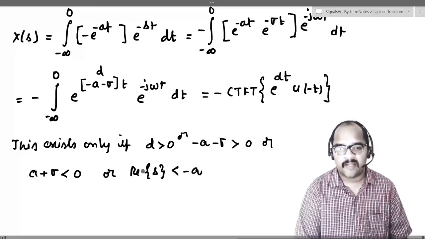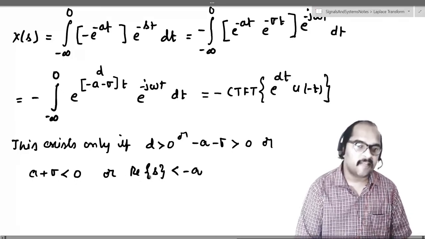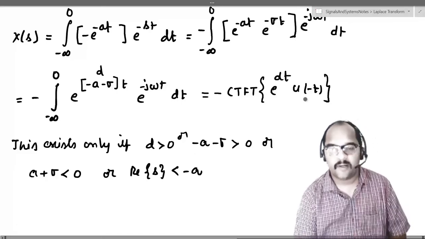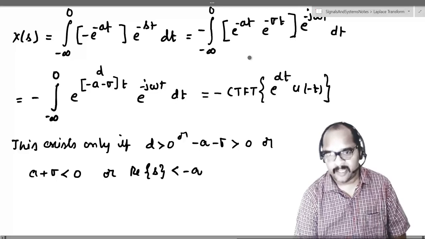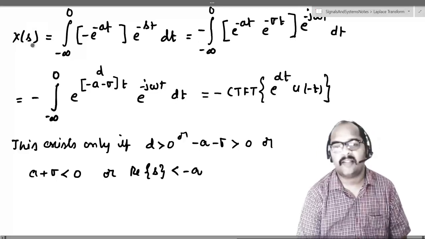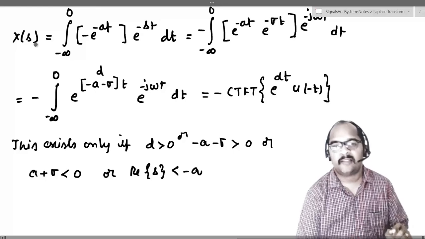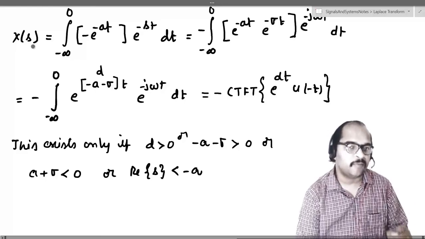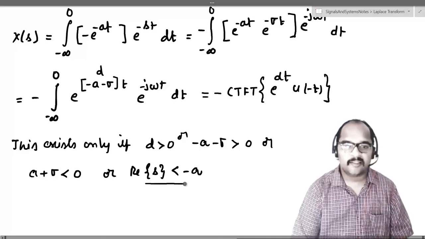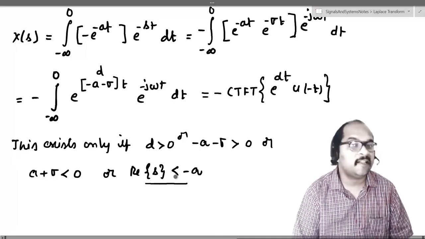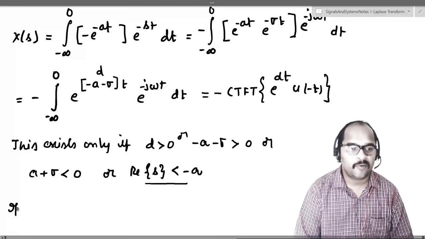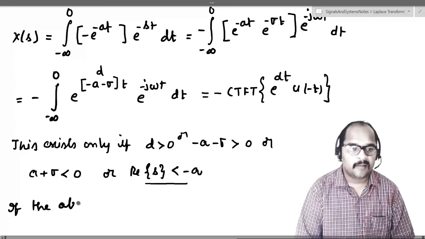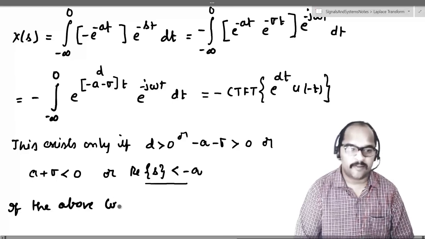So when a plus sigma is less than 0, we can write it as real part of s less than minus a. Means what? CTFT of e power d t u of minus t exists only if real part of s is less than minus a. So CTFT exists implies who should exist? Laplace transform should exist. So the Laplace transform exists or converges only if this condition is satisfied, and hence we call this condition what? Region of convergence of that particular Laplace transform.